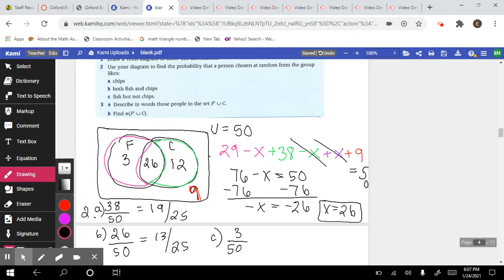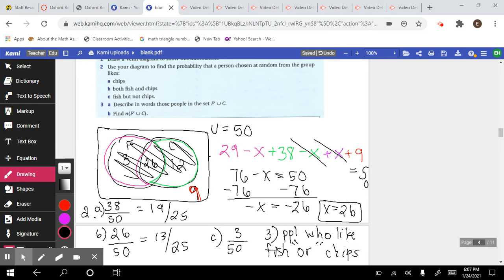Part 3 says describe in words those people in set F union C. So basically they want you to put in words what these two circles together represent. So these are people who like fish. And what's the magic word for when you color it all in like this? Or. Chips. Fish or chips, because that's the union symbol.